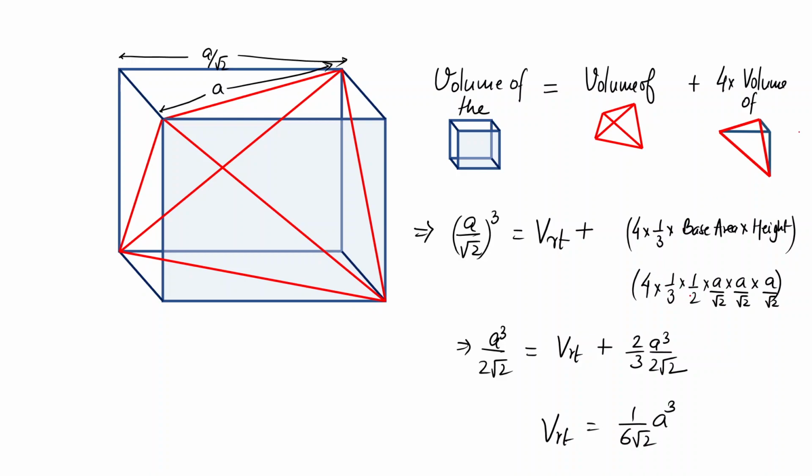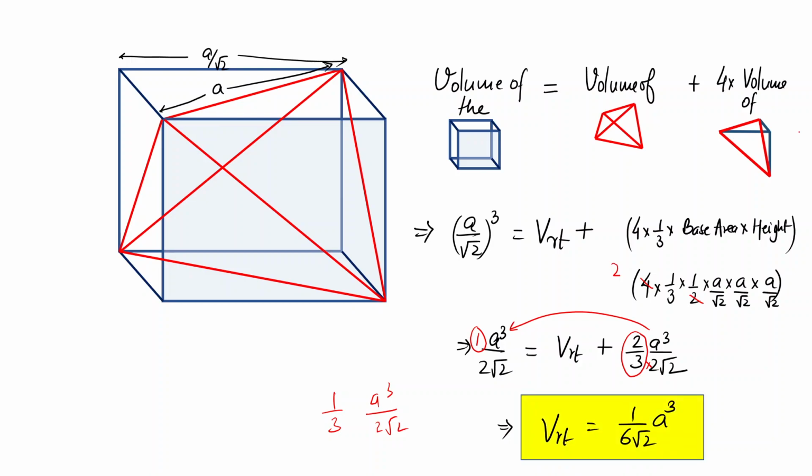Now I would like to verify it. So this is 2, and 2a cube by 3 into 2 root 2, perfect. And then 2 by 3, and this is 1 times a cube by 2 root 2. So 1 minus 2 by 3 will be 1 by 3 times. These two will get subtracted, so you'll get 1 by 3rd of a cube by 2 root 2. Perfect, yeah. And this is what we got in the previous method also.